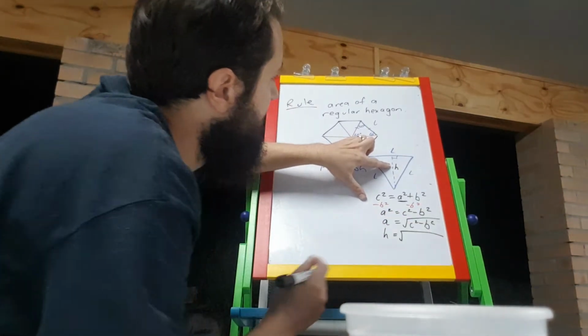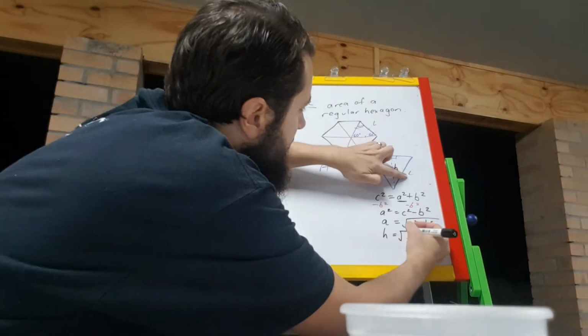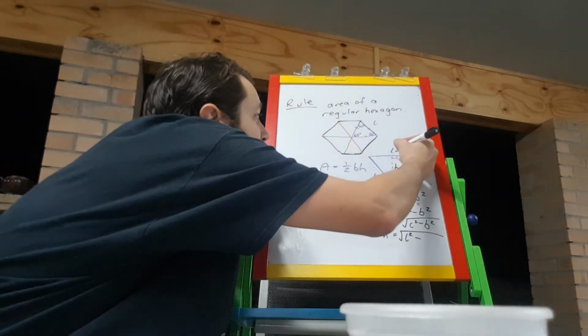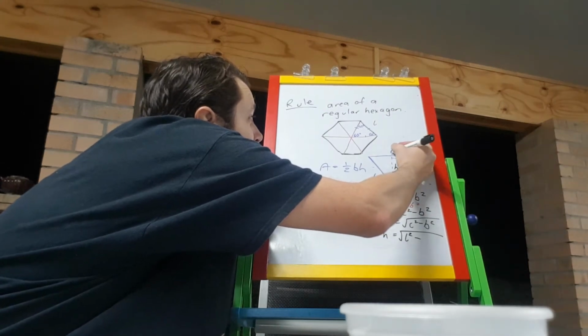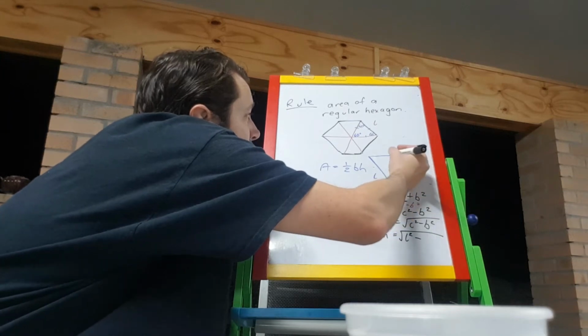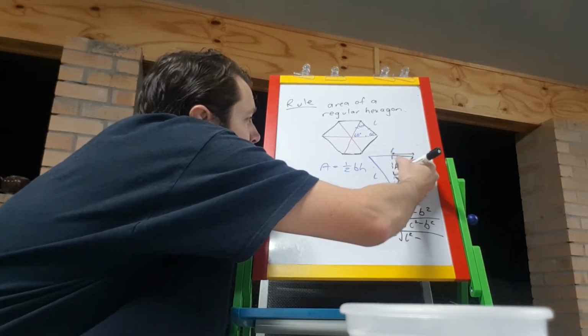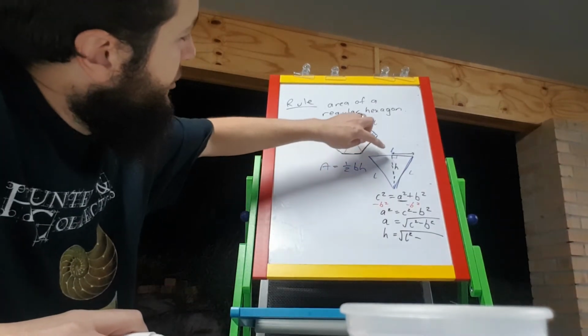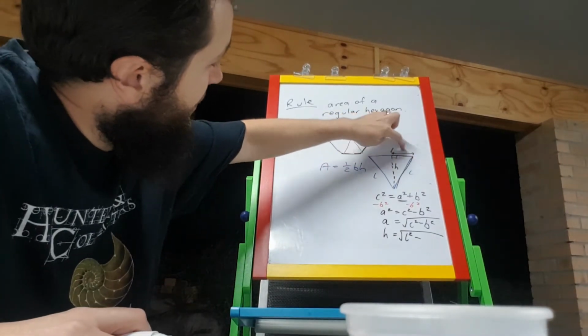So h is going to be the square root of the hypotenuse squared, so L squared, subtract. Now remember we're actually only looking at this triangle here. Right? We're looking at this right angle triangle. Remember Pythagoras can only be used on right angle triangles. So the three sides of our right angle triangle are this, this and this.